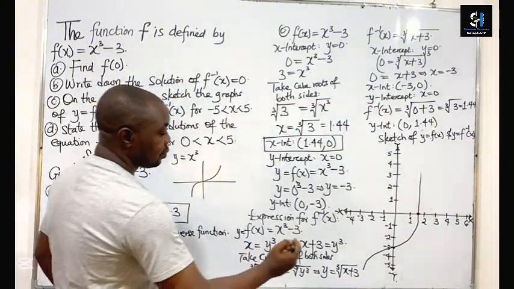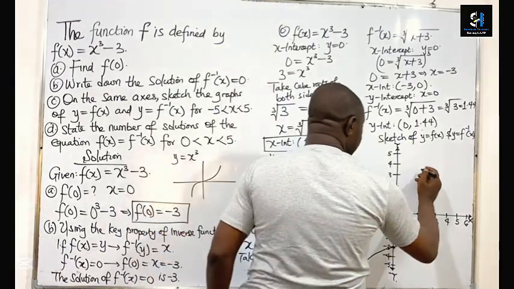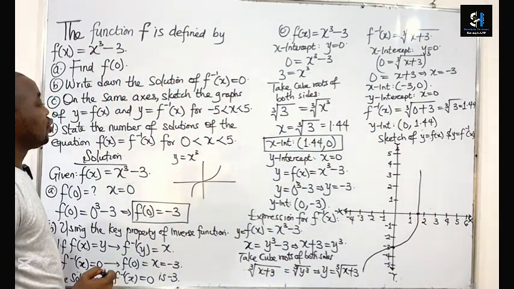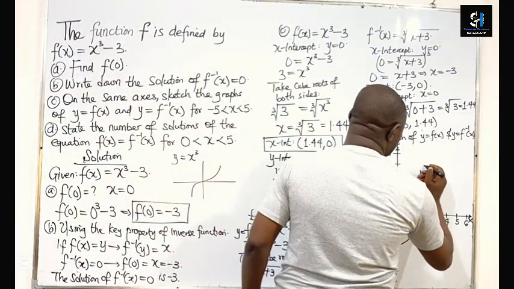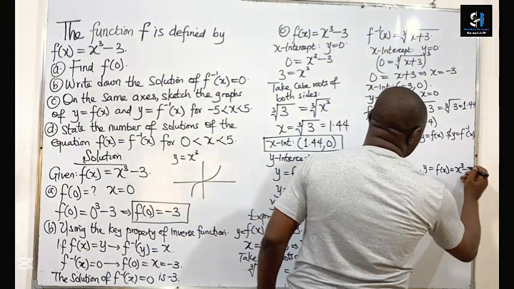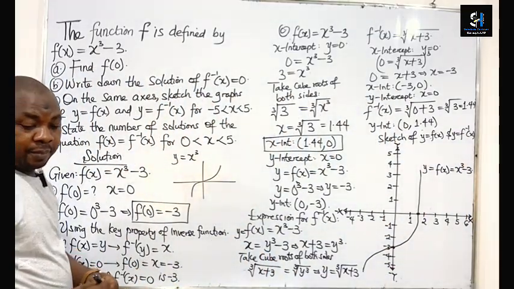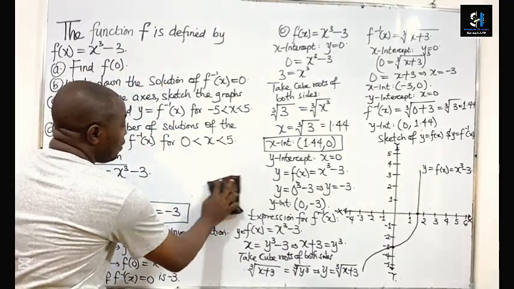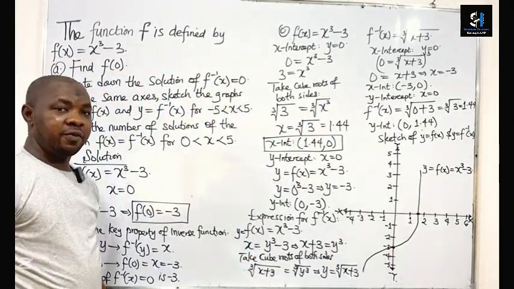Okay. So this is the sketch of y equals f of x. Okay, we have this to be that of y equals f of x, which is x cubed minus 3. Nice. Okay, so for the inverse function, this function, we have a cubic function.